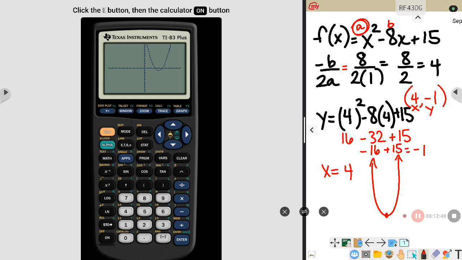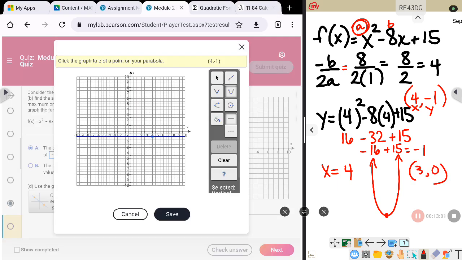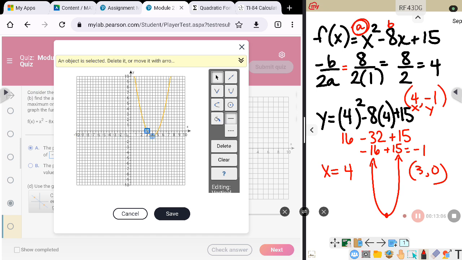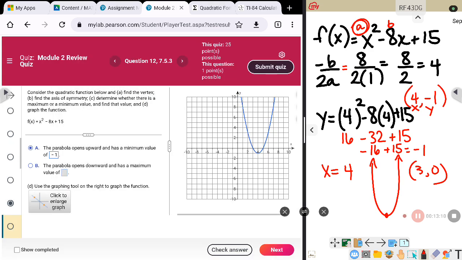So now I need another point. So I'm just going to hit the second key and the table, and then I'm just going to choose any of these points that I want from the table. Okay, so I will choose the point that's highlighted now, which is 3, 0 for another point. So to the right 3, up and down 0, to graph the next point, and then save it.